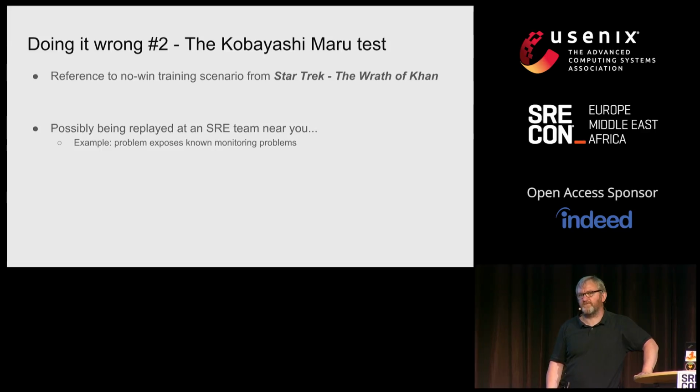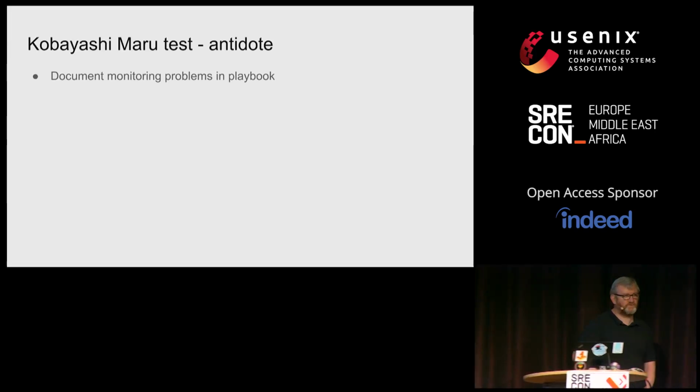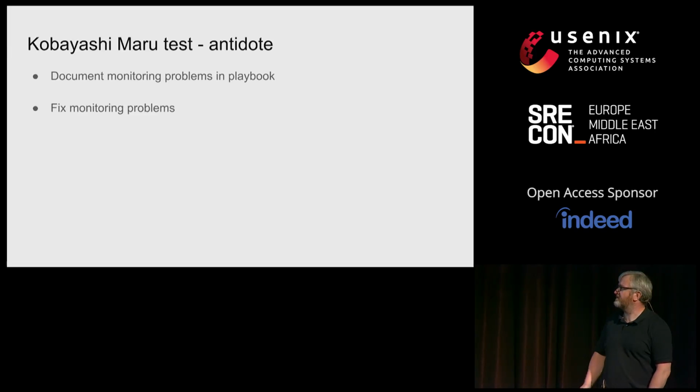So we ran it for Wheel of Misfortune about once every 3 weeks for a year. What was the point? What we should have been doing was saying this was an unsolved problem in the playbook. What we should have been doing was fixing the monitoring problem.